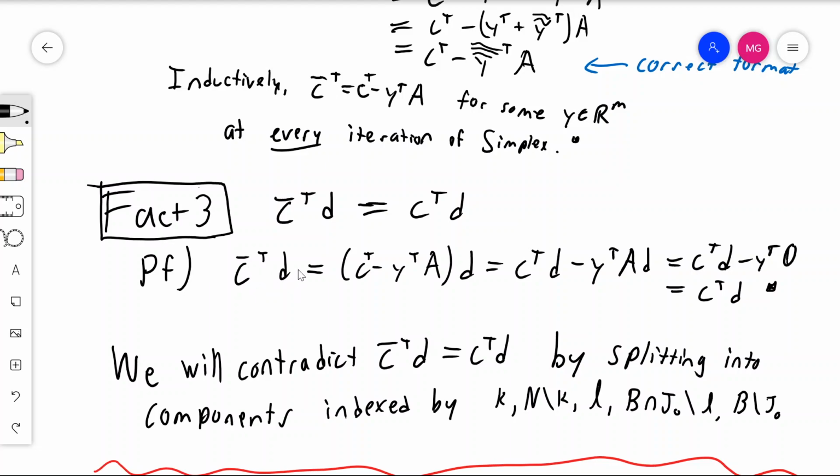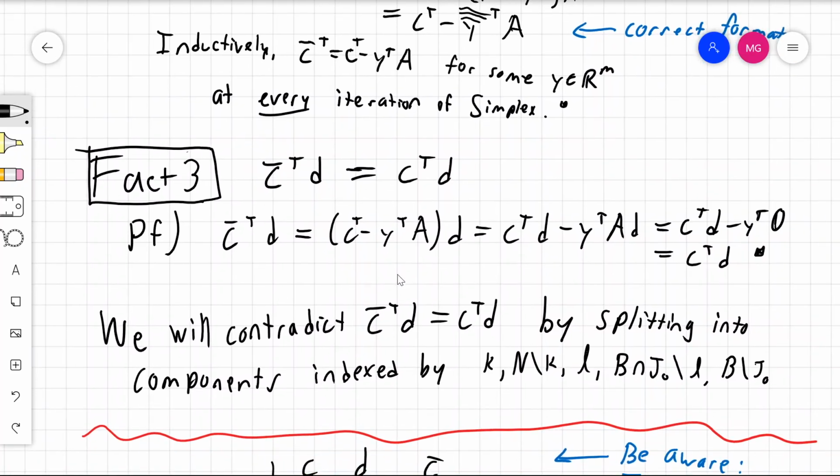And that's simply because, C bar transpose D, well, I am now going to use that fact that we just established, which is that even though C bar is with respect to the basis B hat, I can rewrite it in this format, where this format is with respect to the basis B. So C bar equals this times D, and I just distribute the D in, and then I already showed that A times D is 0. So I have C transpose D minus Y transpose times 0. So it doesn't actually matter what the Y transpose is. It's getting multiplied by 0, and so it just goes away. So I just have C transpose D, and so there you go, they're equal.